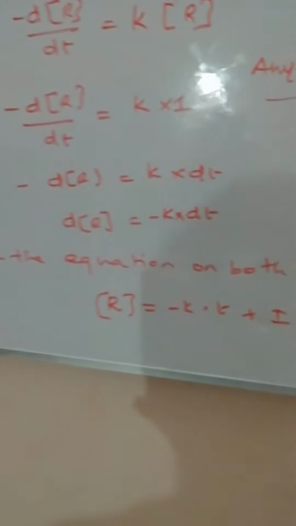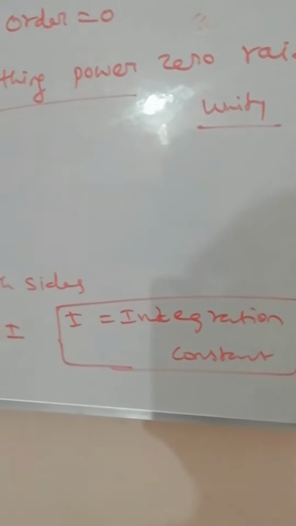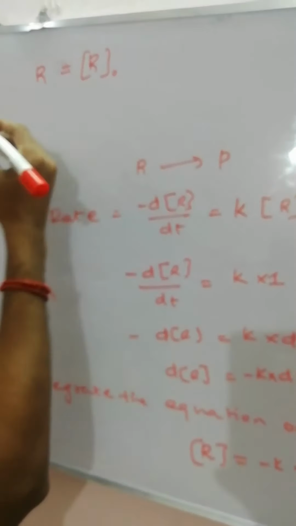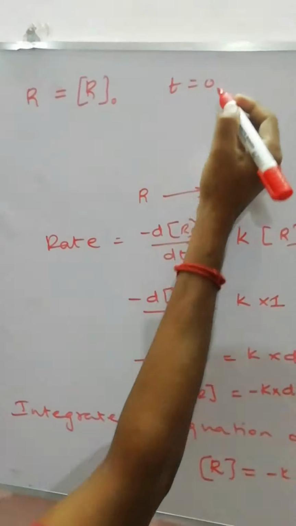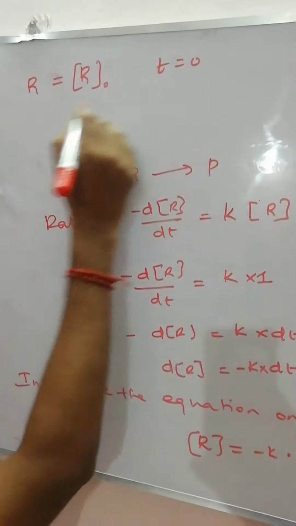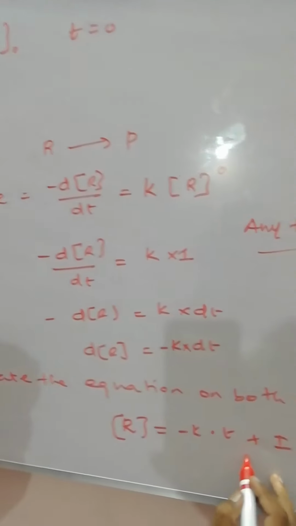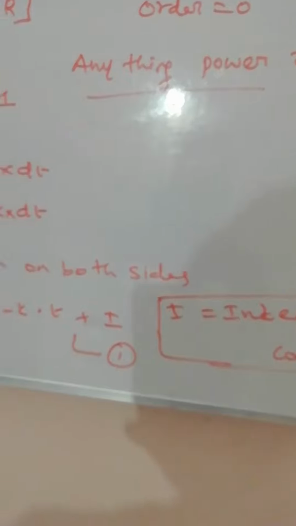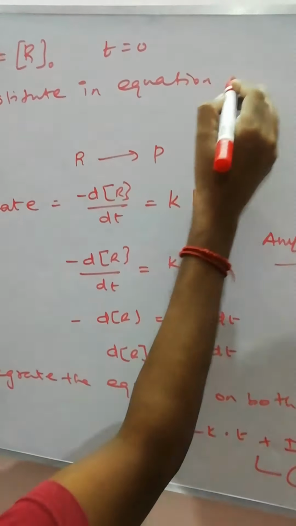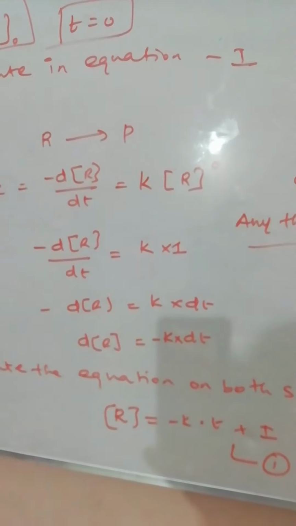Now if I take the reaction at the initial stage, R equals the initial concentration, R0, initially. The reaction starts at time 0. Now we have to substitute these things in equation 1. Which is equation 1? This is equation 1. Substitute R equal to R0, t equal to 0.